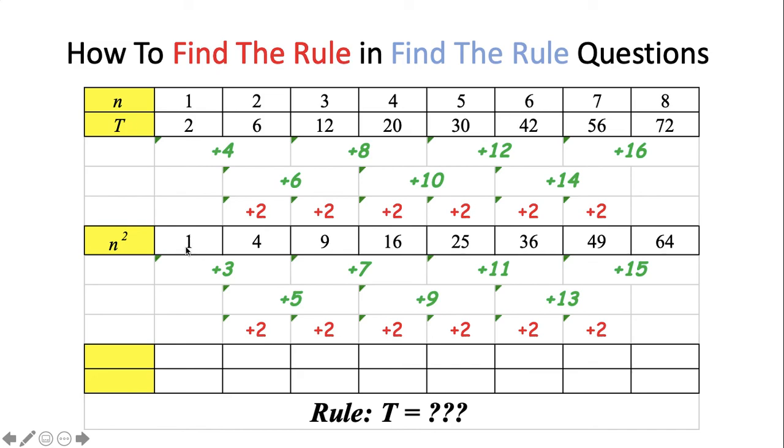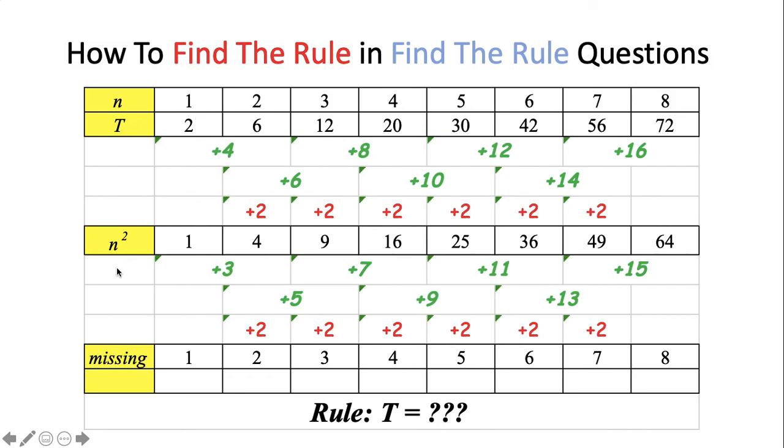So we got a 1 from this rule, but we're aiming for a 2, so we are missing 1. We got a 4 from this rule when we wanted a 6, so we're missing a 2. We got a 9 from this rule when we wanted a 12, so we're missing 3. And you can see the numbers that we're missing are going 1, 2, 3, 4, 5, 6, 7, 8, and so on. And those are just the n numbers.